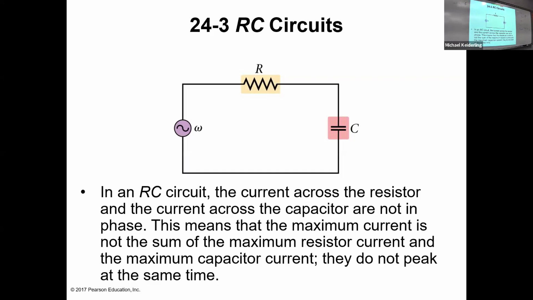So in an RC circuit, the voltages across the resistor and the capacitor are not in phase. That means the maximum voltage is not the sum of the maximum resistor voltage and the maximum capacitor voltage. They don't peak at the same time.